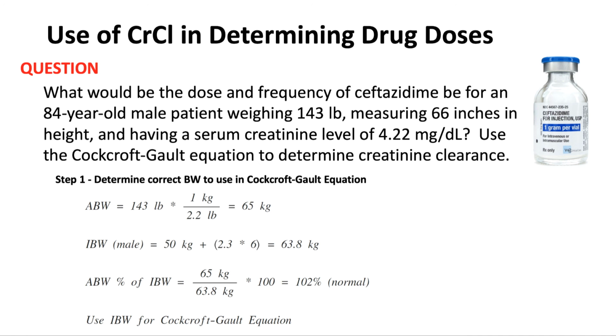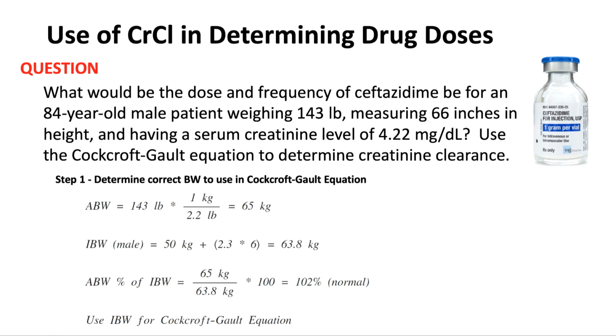Let's calculate their ideal body weight. 50 kilograms for a male plus 2.3 times each inch over 5 feet. This patient is 66 inches. So again, 5 feet is 60 inches. So they are 6 inches over 5 feet. So 6 times 2.3 plus 50 gives us 63.8 kilograms.